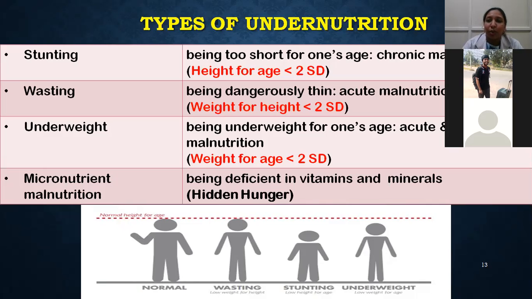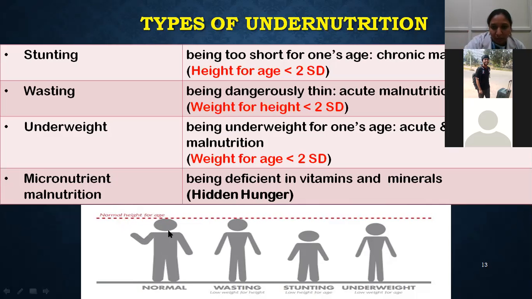Okay. Next is wasting, another type of undernutrition. Here the child has good height. He's growing in height well, but there is loss of weight. So he is thin for his age and height. So this is mainly due to acute malnutrition. So here the category is weight for height less than 2 standard deviations.